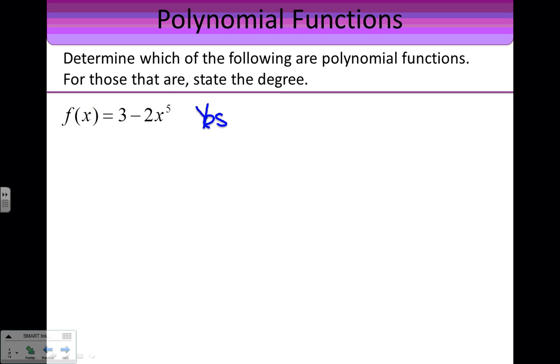And the degree, remember when it's in standard form, this is not really in standard form. We can rewrite this as -2x to the 5th plus 3. So our highest exponent, our highest power in this equation, is 5. So our degree is 5.